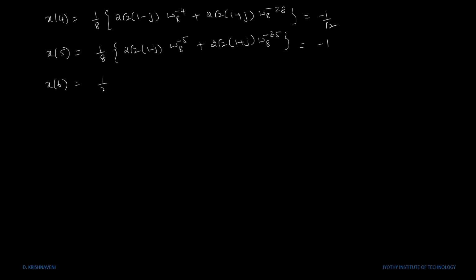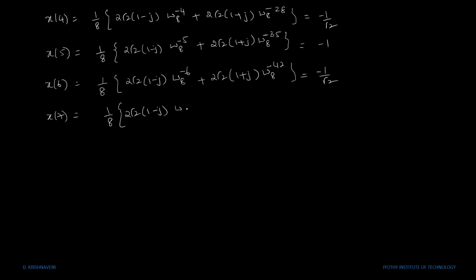X of 6, substitute n equal to 6, so w8 to the power of minus 6 plus 2 root 2 1 plus j, w8 to the power of minus 42. Once again here 42 can be written as 40 plus 2, so w8 to the power of minus 42 is equal to w8 to the power of minus 2. So the result is minus 1 by 2. Last, substitute n is equal to 7. So 2 root 2 1 minus j, w8 to the power of minus 7, plus 2 root 2 1 plus j, w8 to the power of minus 49. 49 can be written as 48 plus 1. So w8 to the power of minus 49 is equal to w8 to the power of minus 1. And we get 0.